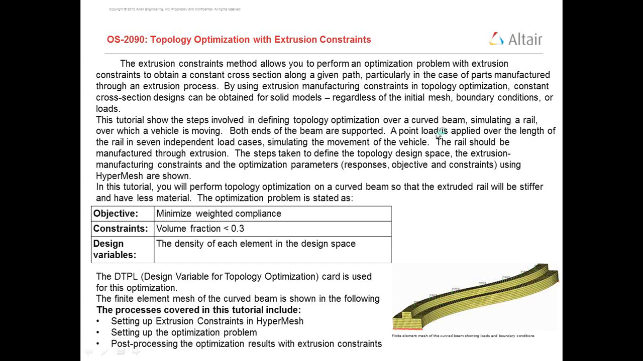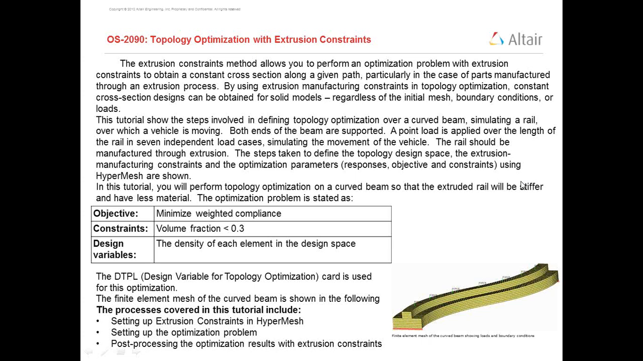So now we will start with the next tutorial, that is topology optimization with extrusion constraints. The extrusion constraints method allows you to perform an optimization problem with extrusion constraints to obtain a constant cross section along a given path, particularly in the case of parts manufactured through an extrusion process. By using extrusion manufacturing constraints in topology optimization, constant cross-section designs can be obtained for solid models regardless of initial mesh, boundary conditions or loads.